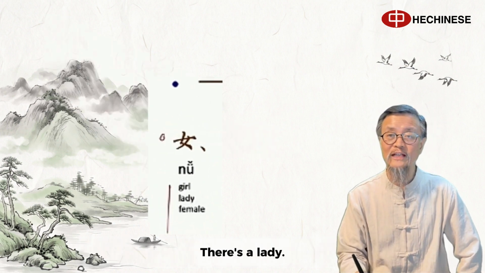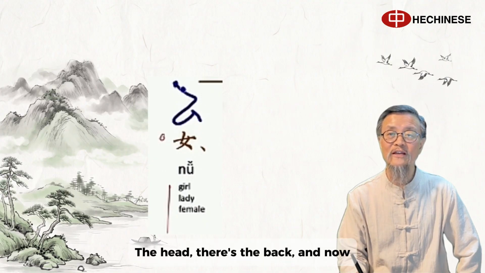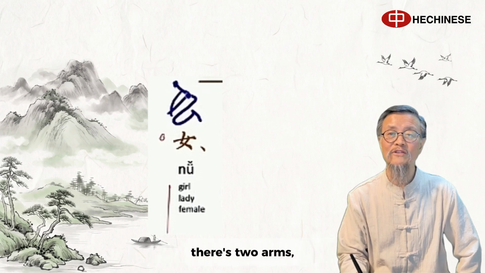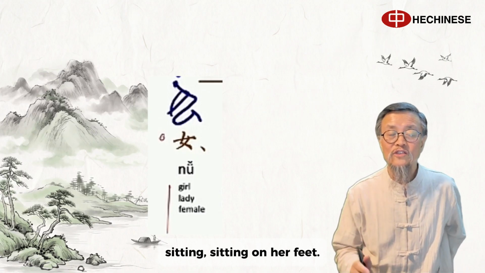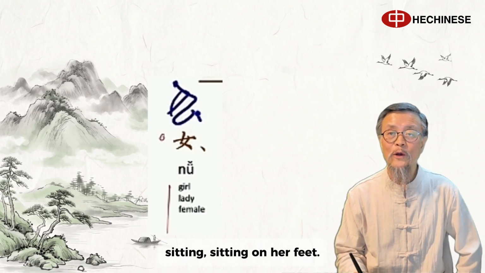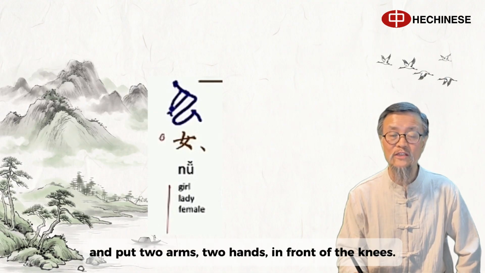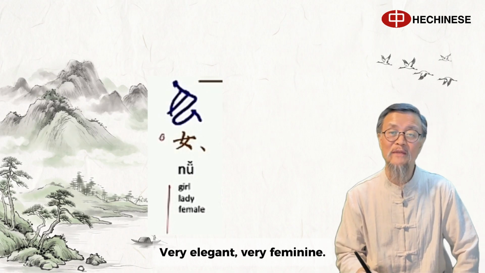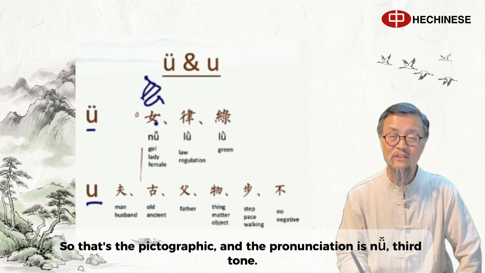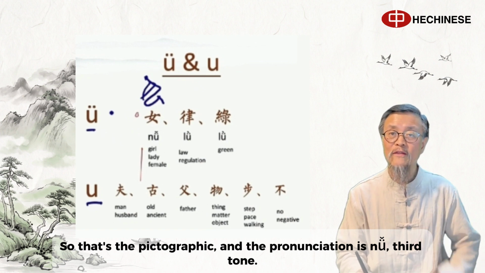Nu is the lady. It's the head, there's the back, and two arms, sitting on her feet, and putting two hands in front of the knee. Very elegant, very feminine. So that's the pictographic. And the pronunciation is nu, third tone.